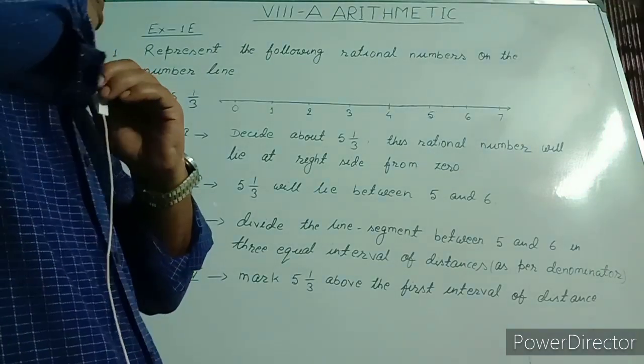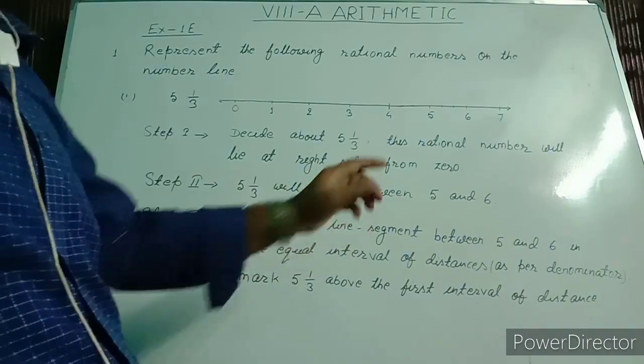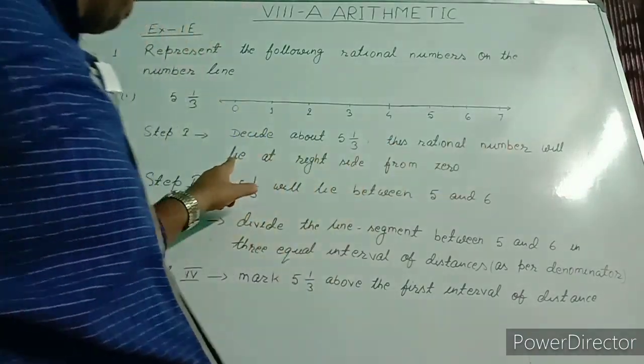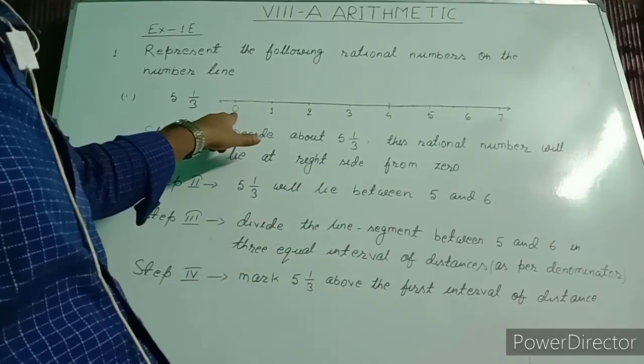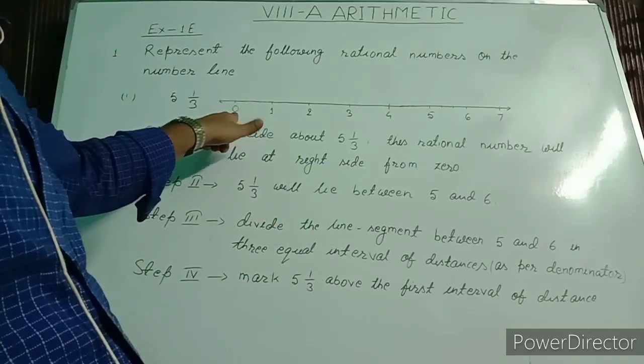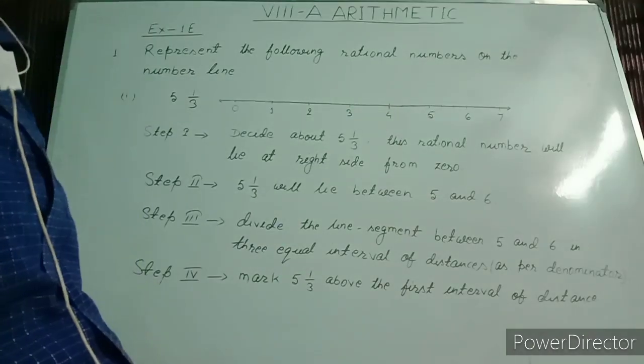Step 1, decide about 5 and 1 by 3. This rational number will lie at the right side from 0. Here is 0, and all the positive rational numbers will lie at the right side from the 0.